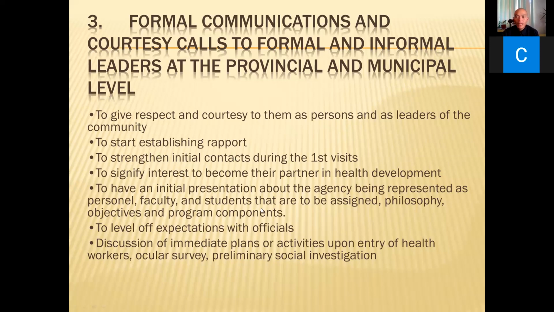We have to present to them our intent, why we want to go there, as leaders of the community as well. Okay, so yeah, paying respect to the leaders, asking permission, showing respect, okay, acknowledging their authority over the barangay, over the area. Okay, so yan yung why we have to give formal communications and courtesy calls.